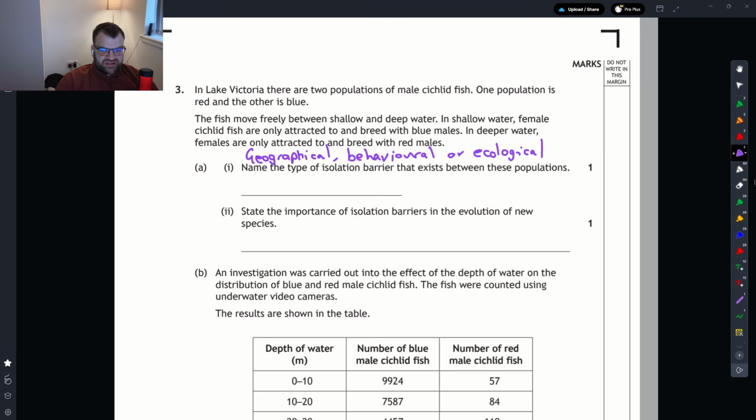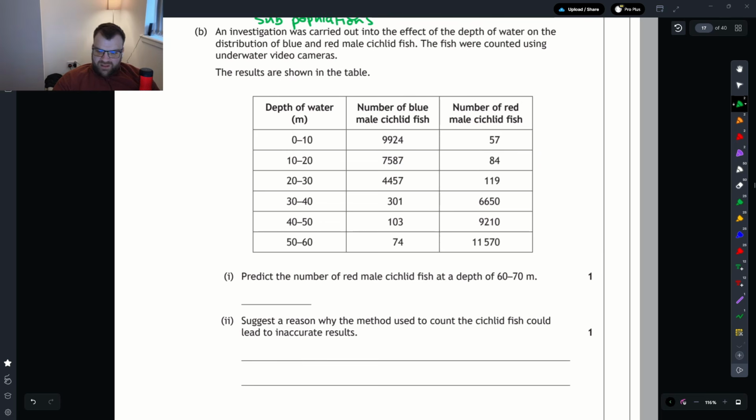So there's nothing physically stopping them getting close to each other. It's not to do with what they're eating in the same kind of area. Sounds like behavioral. Why do isolation barriers prevent gene flow between the subpopulations, the groups?